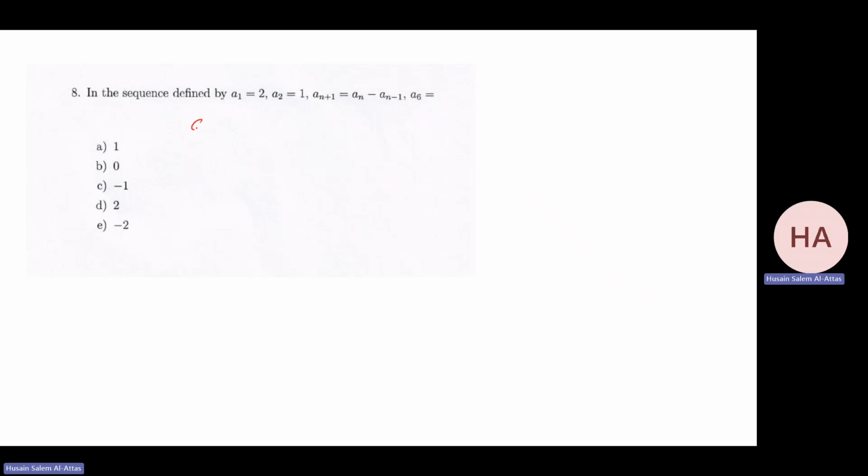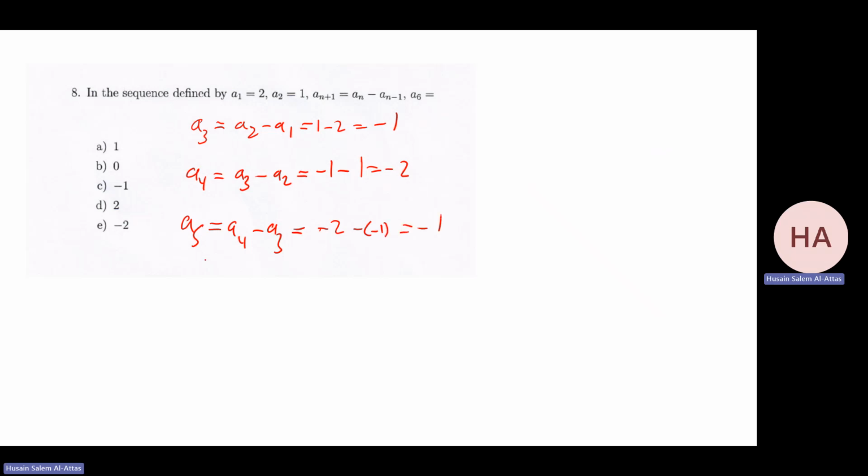Sequence defined by this, he wants A6. Be careful. You need to do the calculation. A3 is A2 minus A1, which is 1 minus 2, which is minus 1. A4 is A3 minus A2, which is minus 1 minus 1, which is minus 2. A5 will be A4 minus A3. That is minus 2 minus minus 1, so it's minus 1. A6 will be A5 minus A4. And A5 is minus 1, minus minus 2.